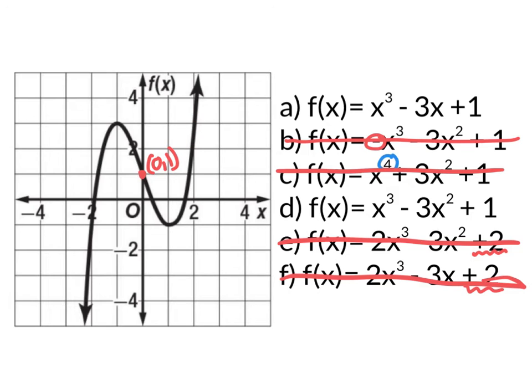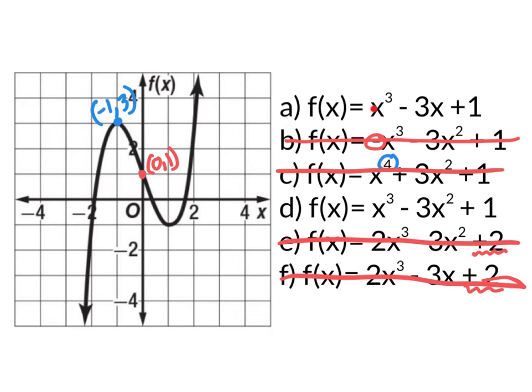So pick a clean point. Either pick this point right here, -1, +3, or maybe 1, -1. I'm going to go with this one up here. Plug in the coordinate -1 for the input and see if you get a +3 for the output. And if that does work, then that pretty much tells you that that's your equation.